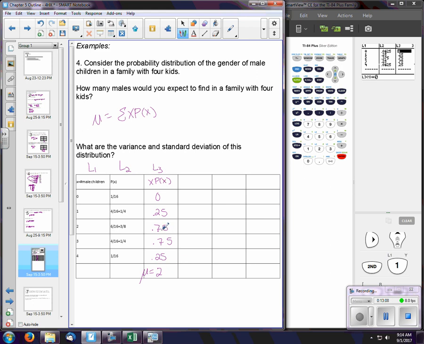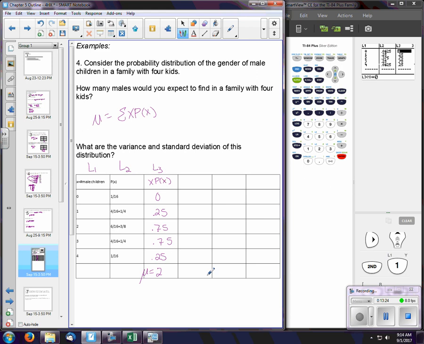Now, does that make sense in context? Well, if you have 4 kids, in theory, it's a 50-50 chance if you're going to have boys or girls. So would it make sense that 2 of your 4 kids are males? Absolutely. So this follows with what we would normally expect.